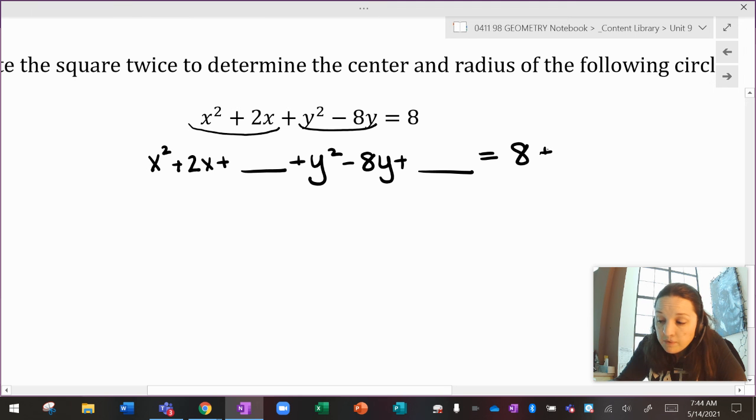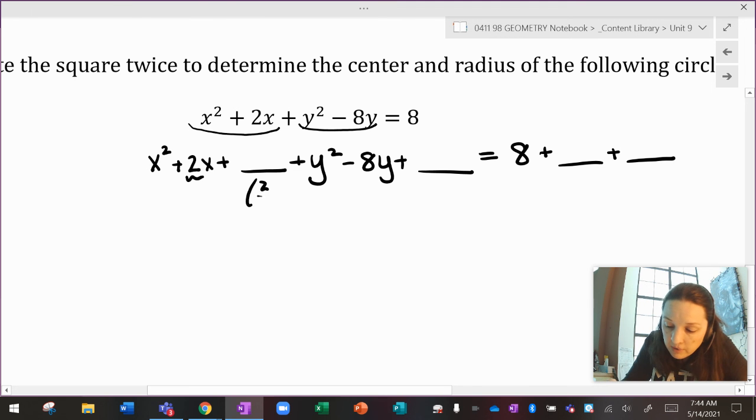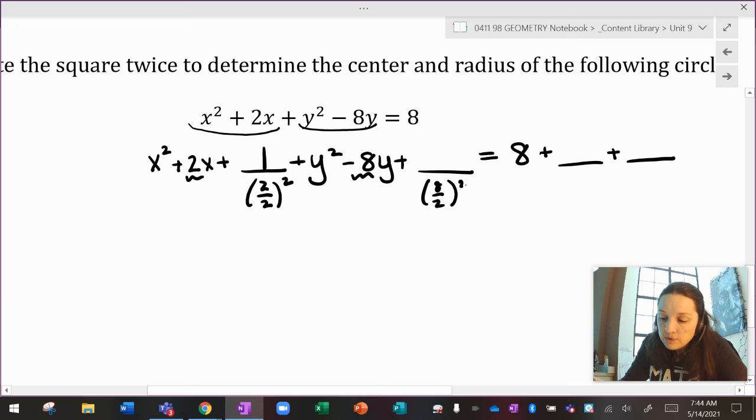When we complete the square, if I added blanks on the left, I need to add blanks on the right. And what goes in the blanks? The second number divided by 2, squared. 2 divided by 2 is 1. 1 squared is 1. The second number divided by 2, squared. 8 divided by 2 is 4. 4 squared is 16. So I add a 1 and a 16.